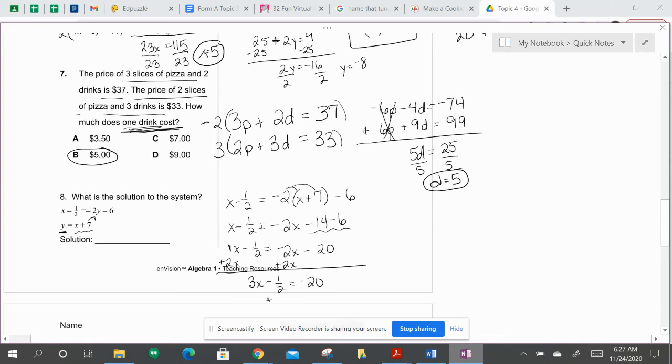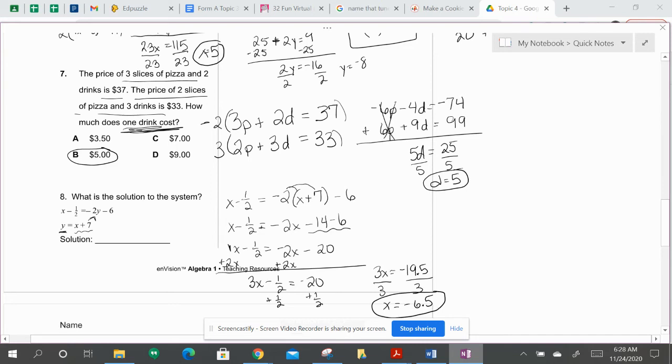Finally, I'm going to add the 1/2 over to the other side, and I end up with 3x is equal to negative 19.5. Dividing by 3, I get x is equal to negative 6.5. And I know sometimes we don't like fractions or decimals, and so this is definitely one I would want to check, but I'm going to continue and finish solving.